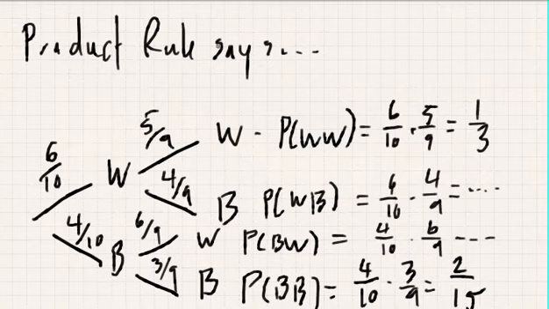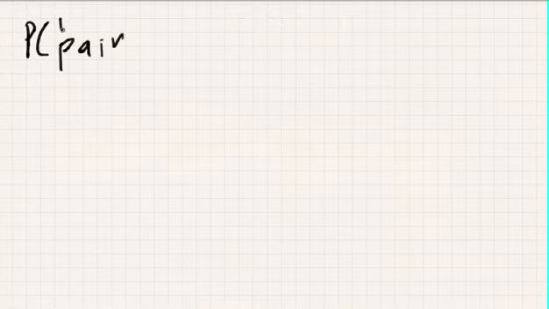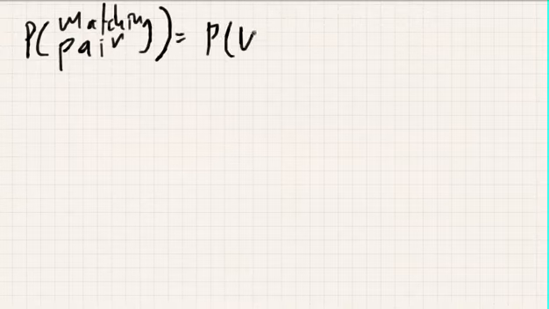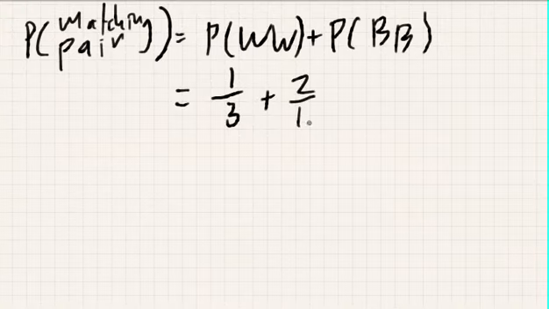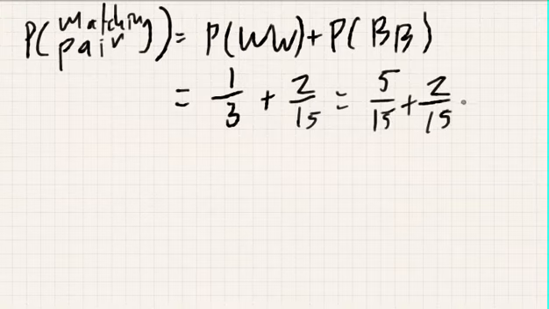Great. So that means the probability of getting a matching pair is the probability of getting two white socks plus the probability of getting two black socks, which is 1/3 plus 2/15, and that's 5/15 plus 2/15, which is 7/15. So just under half the time I'm going to get a matching pair if I just draw out two socks. I should draw out three socks. If I do, I'm guaranteed to get a pair. Think about that for a second.